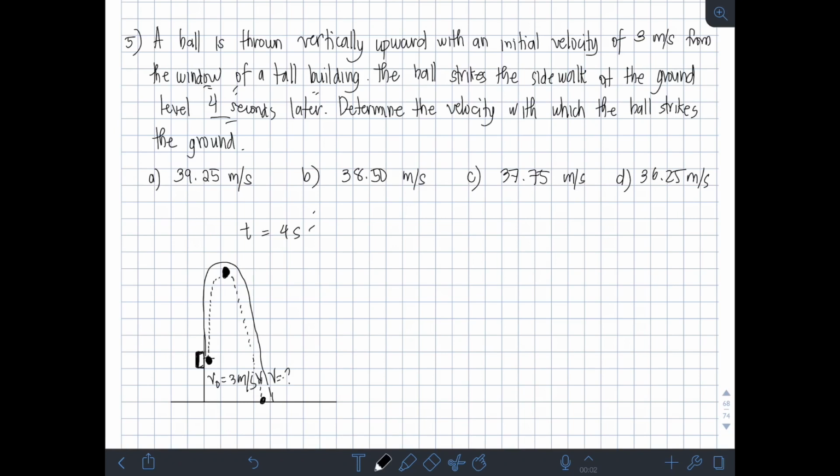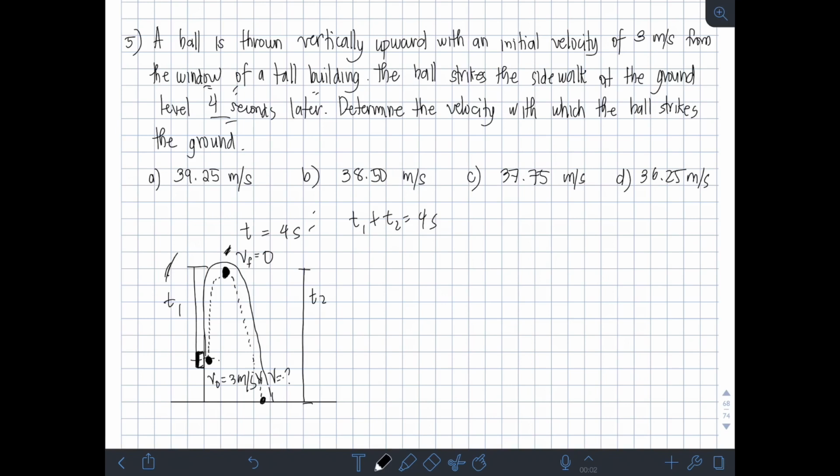I-consider natin yung time na tinravel ng ball pababa nung na-reach niya yung maximum height, let's say T2. And then yung unang time niya is nung tinrown siya vertically upward from the window hanggang ma-reach niya itong maximum peak, let's say T1. So dapat T1 plus T2 is equal to 4 seconds, right? So by the way, dito sa maximum peak niya, yung velocity ng ball will be, let's say VF is 0, kasi nag-stop siya and then bababa na siya ulit sa ground. So, pwede nating masolve dito yung T1, right?